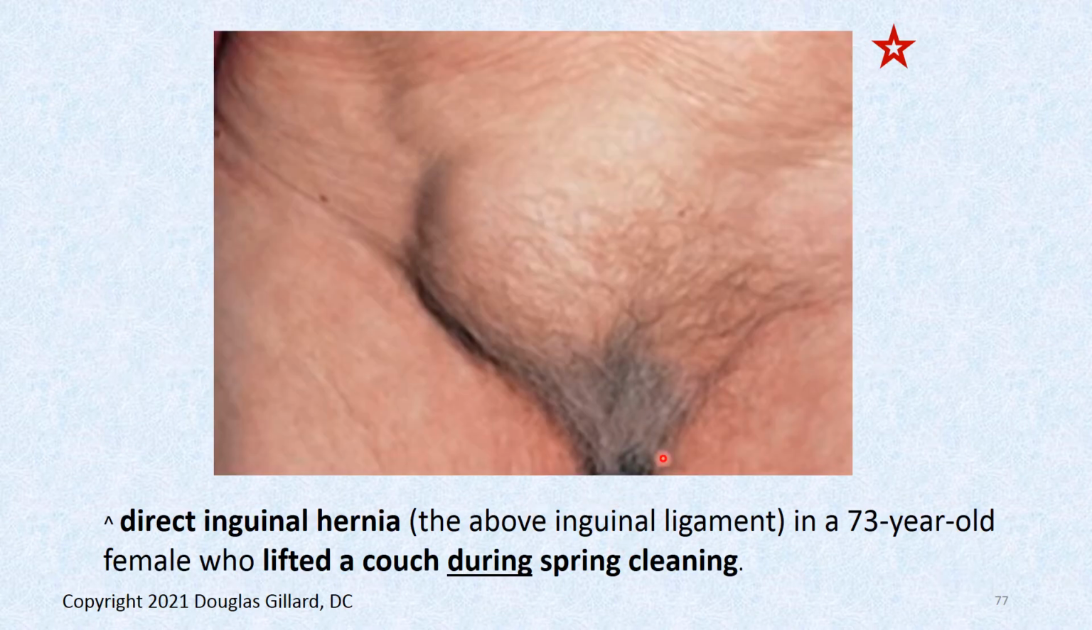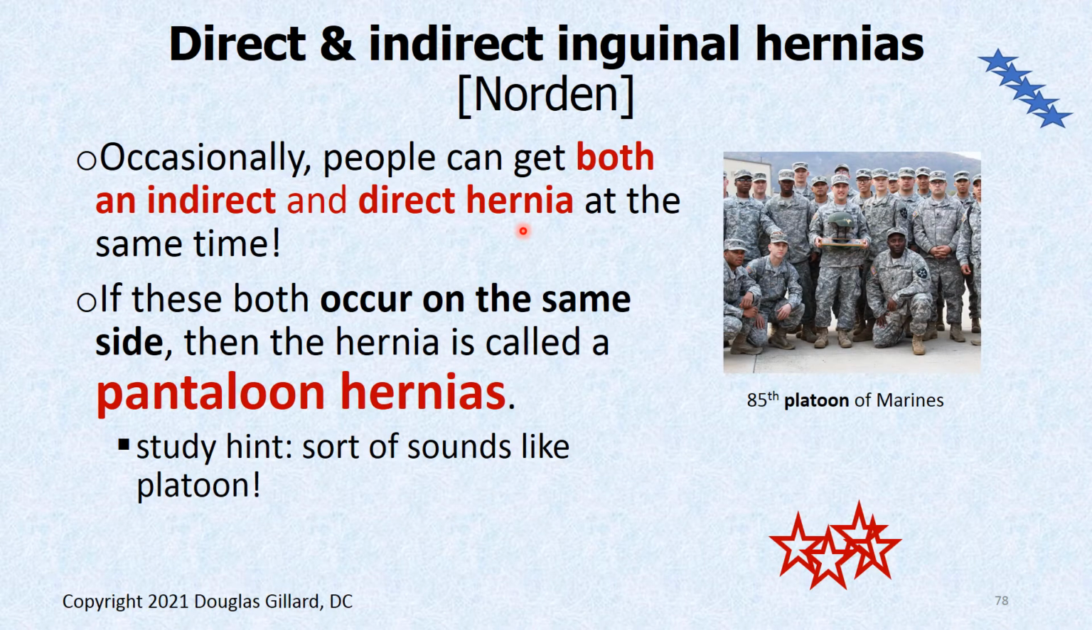Okay, there's a female. Mons pubis would be here, there's pubic here. Labia majora would be right down in this region. So clearly it hasn't made it all the way down to the labia majora. Inguinal ligament would be right about here, and it is mostly above. So that is a direct inguinal hernia in a female who was doing spring cleaning and lifted something heavy.